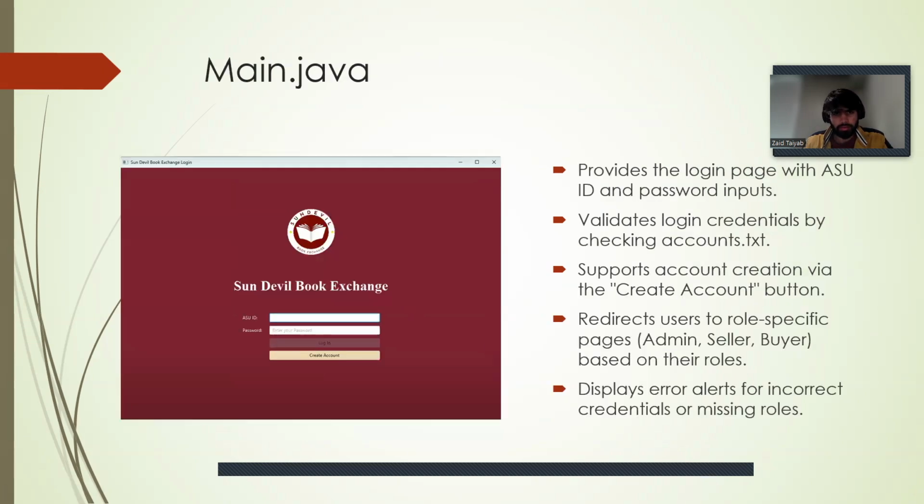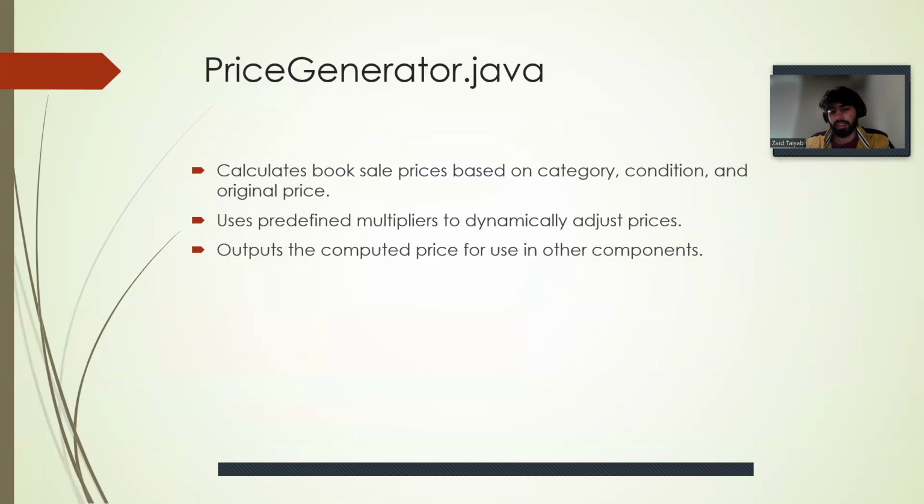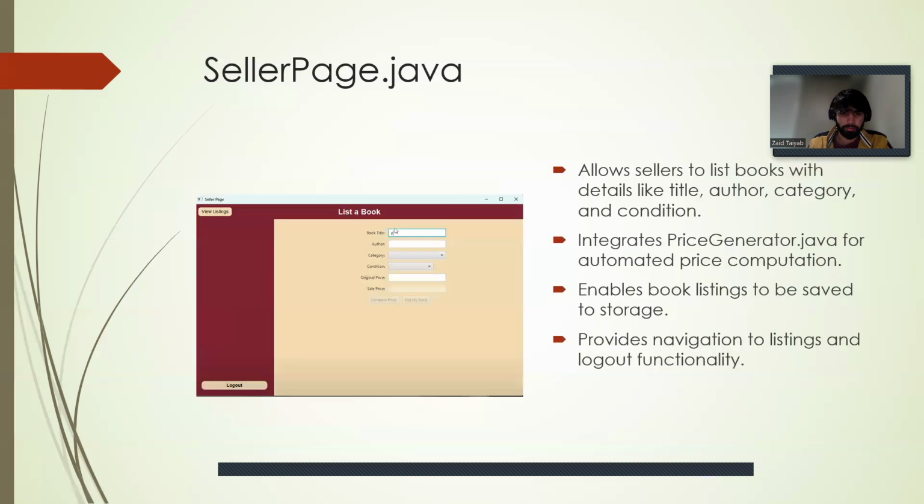And then we go to the seller page. So starting with the seller page, we allow the sellers to list books with the title, author, category, and condition. And this object interacts with the price generator object to generate the price of the book that is supposed to be listed. So price generator calculates the sale prices based on category, condition, and original price, and we have it all predefined so that it's quick.